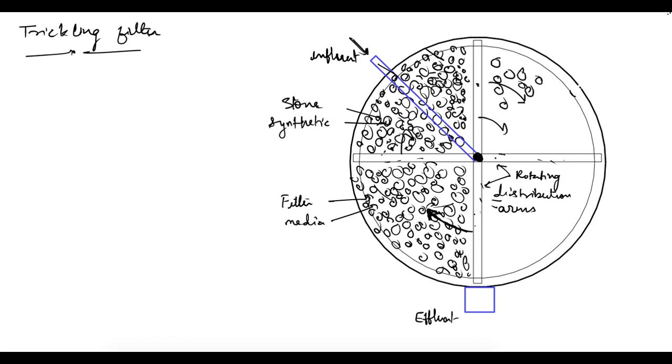So the sewage will slowly trickle over this filter bed, and below this trickling filter, an under drainage system is provided. Whatever treated sewage we get from the trickling filter will reach through the under drainage system below the filter, and reach this effluent point, and after this it goes to secondary sedimentation tank. Whatever organic matter has been oxidized in trickling filter will be removed in secondary sedimentation tank.